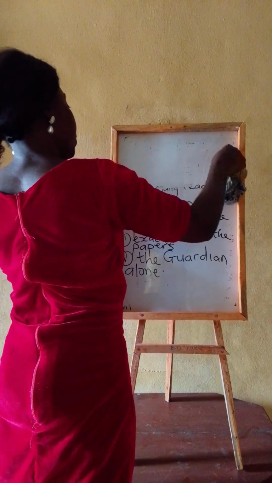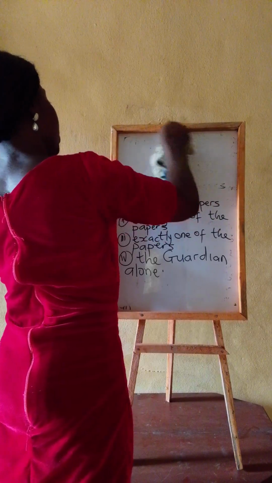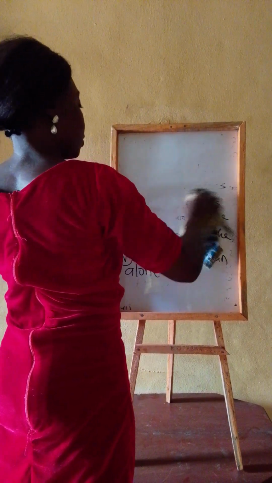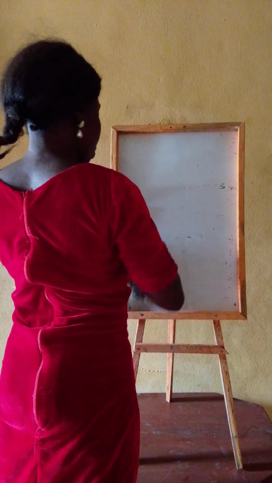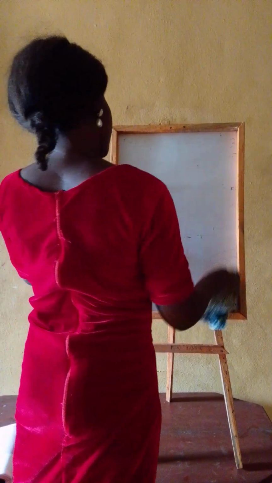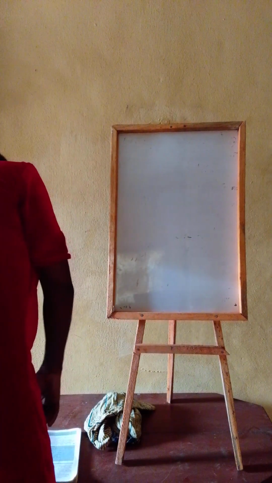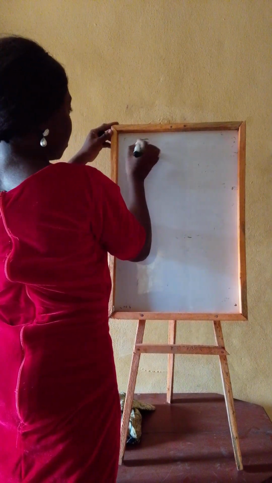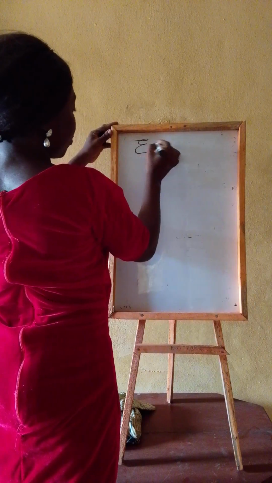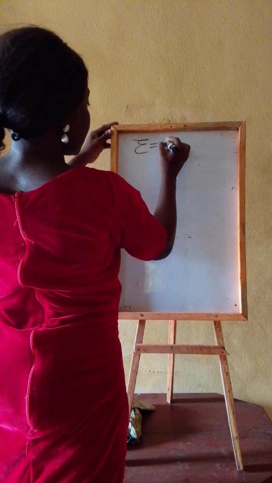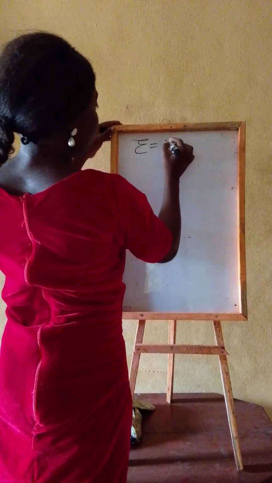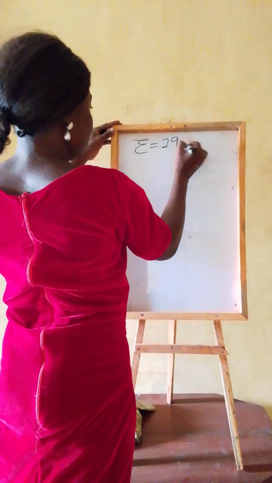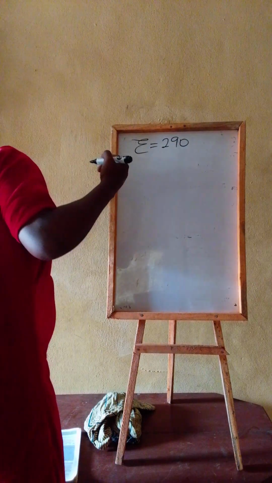So what do we do? You write, we use this to represent universal sets. Universal set is the total number of sets, which is 290. So we have 290.